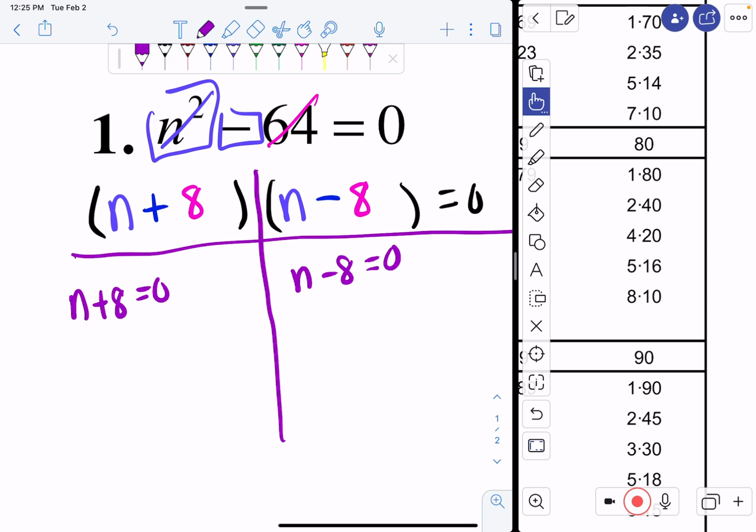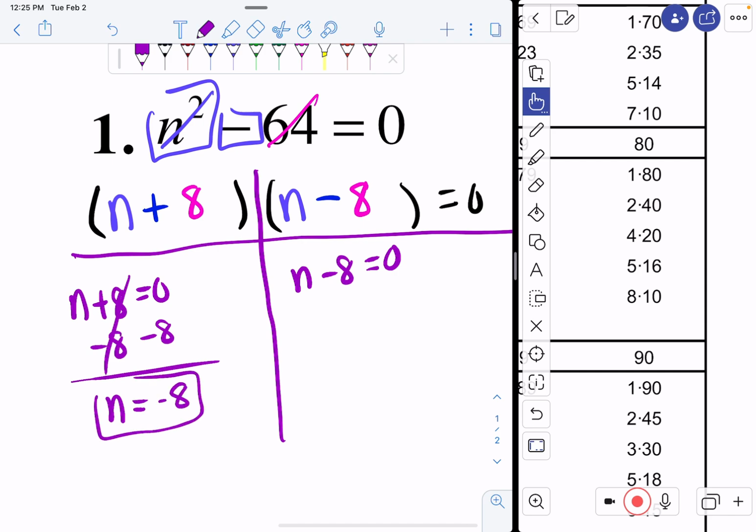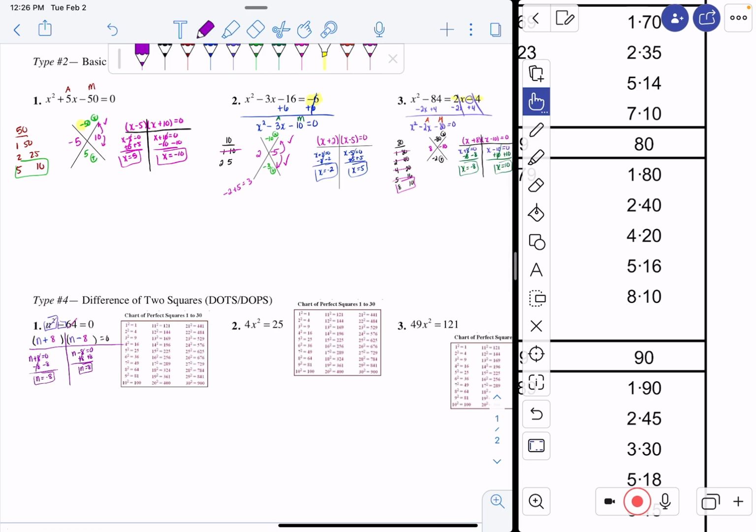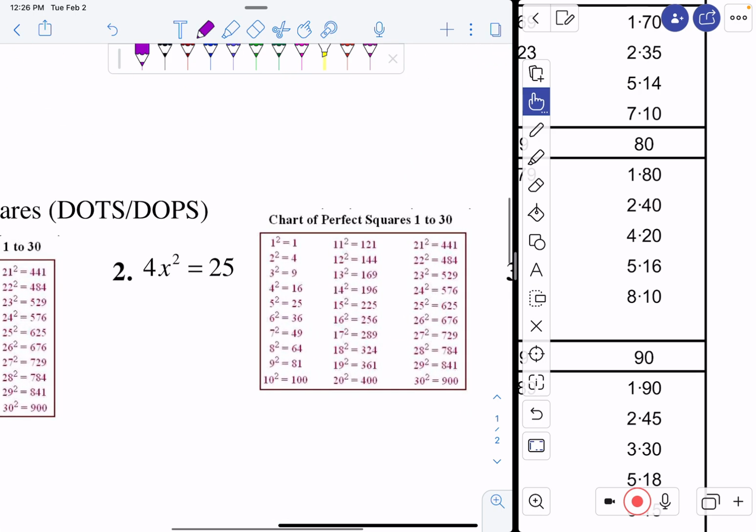How do I get rid of my plus 8? I subtract 8. So I get n equals negative 8. How do I get rid of my minus 8? I add 8. So I get n equals 8. So for this example, I get two solutions, positive 8 and negative 8.